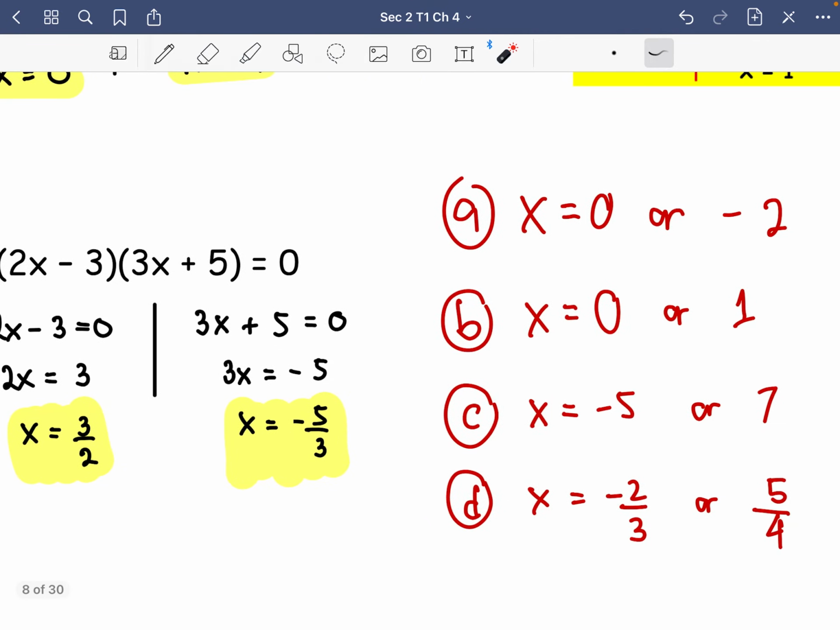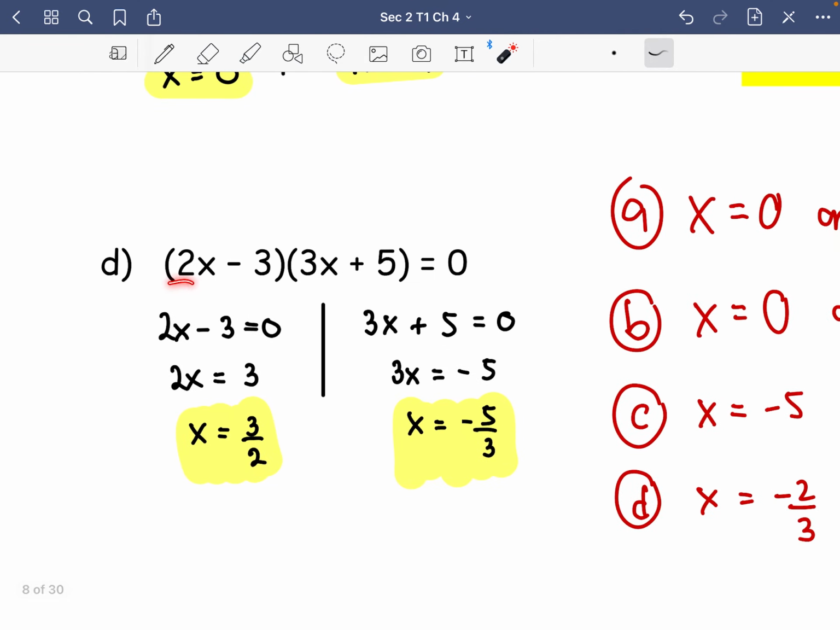How about letter D? We have 2x minus 3 and 3x plus 5 equals 0. So 2x minus 3 equals 0 here. Solving for x, bring down 2x equals, and then transpose 3, so x is equal to 3 over 2. For the other one, 3x plus 5, transpose 5, it becomes minus 5, and divide by 3. So x here is negative 5 thirds. So the values of your x are 3 over 2 or negative 5 over 3.